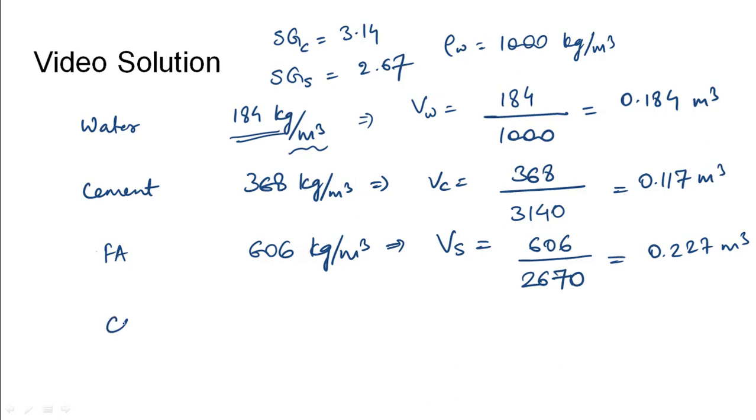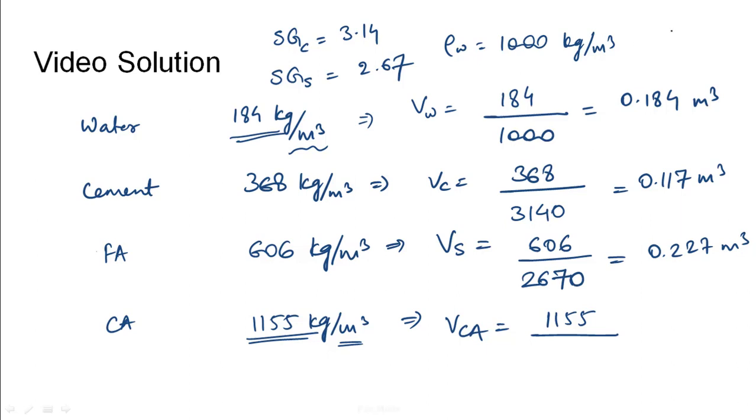Next we have our coarse aggregate, which is given as 1155 kg per meter cube, which indicates that 1155 kg of coarse aggregate is present in each cubic meter of concrete. So using this we will have VCA equals 1155 divided by the density of coarse aggregate. So the specific gravity of coarse aggregate is mentioned as 2.74. So the density would be specific gravity into 1000. Using this we will have the value as 0.421 meter cube.